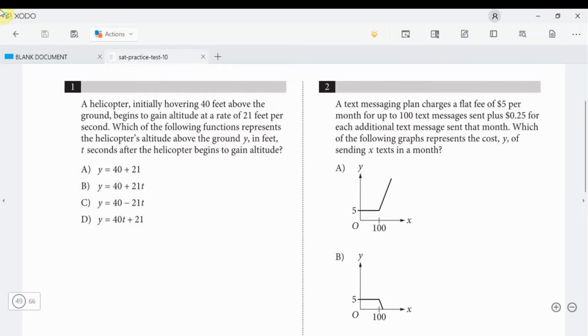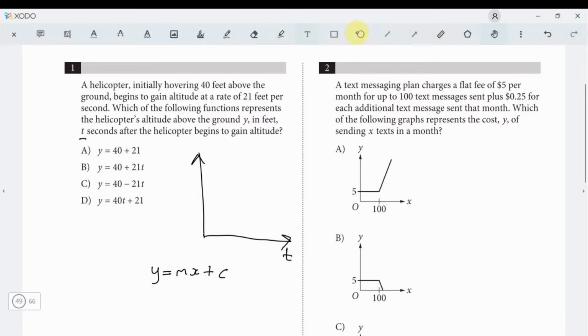So number one, it says a helicopter initially hovering 40 feet above the ground begins to gain altitude at a rate of 21 feet per second. Which of the following represents the helicopter's altitude above ground in t seconds after the helicopter begins to gain altitude? So, remember, if you're drawing the graph, this is the equation of a line y equal to mx plus c, where x is your independent variable. Your independent variable is time, right? And it told us initially that when the time was 0, it was 40. So on the y-axis, remember, in feet, is the height of the helicopter.